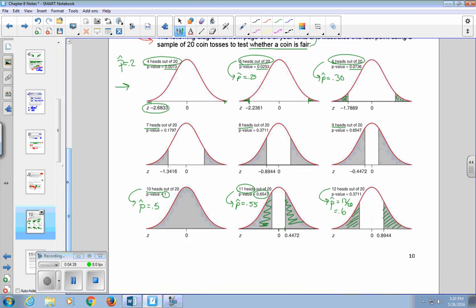And then the next set, these p-values down here, these last 6 are fairly large. So we're not witnessing something extreme. These are outcomes that would be very likely to happen if our coin is fair.